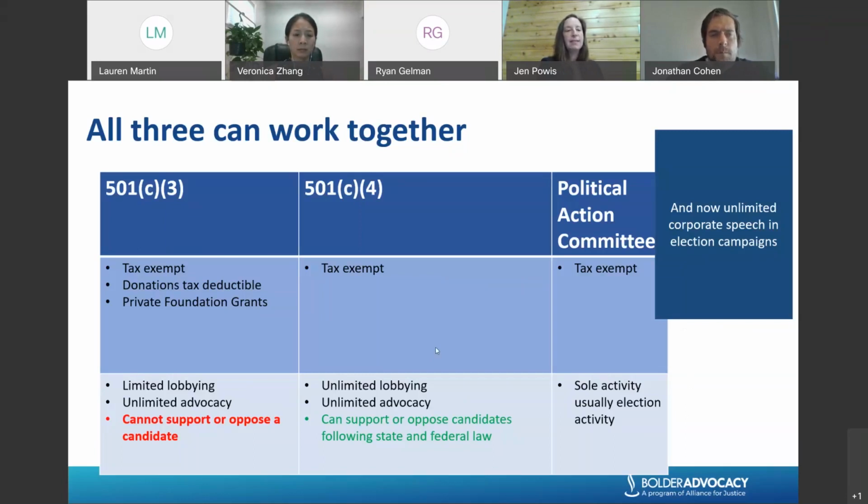If you look at that C3 versus C4, right? Limited lobbying, unlimited advocacy for the C3, as opposed to the C4, which can do unlimited lobbying and unlimited advocacy and can do some of that partisan work. We're not talking about that today. We're just talking about the unlimited advocacy that all of you on this call, I'm positive, can do in order to meet mission. Next slide.